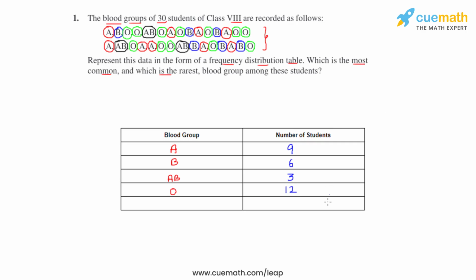So now if we sum these numbers, we get a total of 30, which tells us that we have not missed any of the students. From the given table now, it will be easy for us to find out which is the rarest blood group and which is the most common blood group. So we can see that blood group AB is the rarest, whereas the blood group O is the most common blood group. So this is how we solve this question.